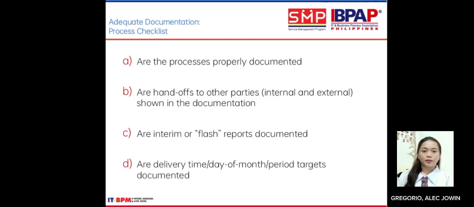Adequate documentation process checklist. A. Is the process properly documented? B. Are handoffs to other parties, internal and external, shown in the documentation? C. Are interim or flash reports documented? D. Are delivery time, day of month, period, and targets documented?